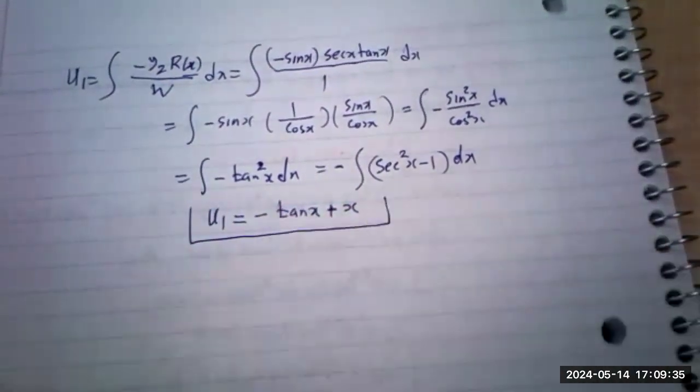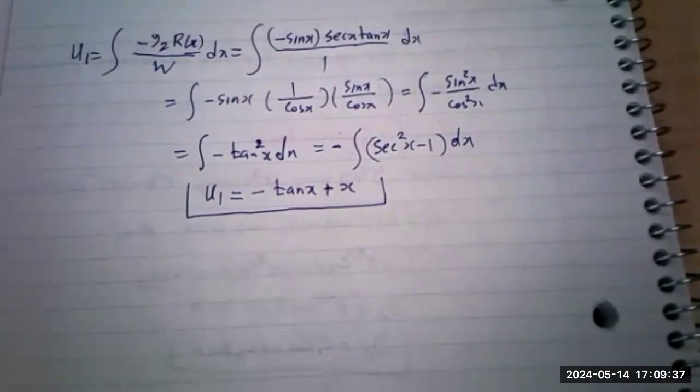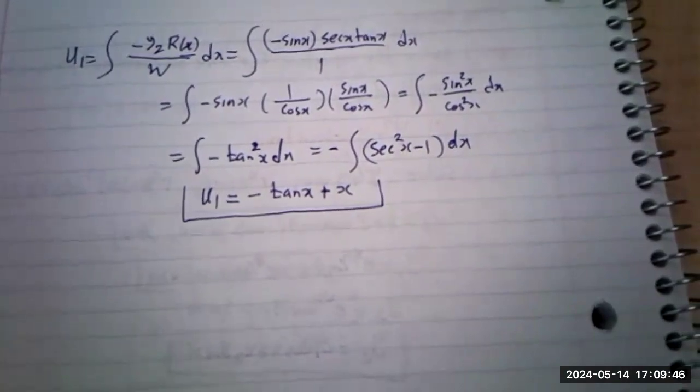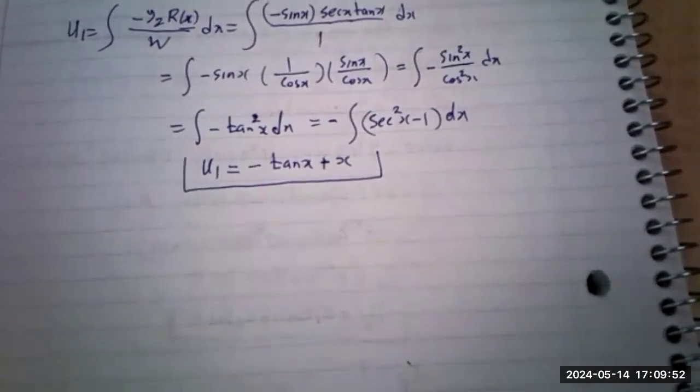Make sure you remember the integral of a tangent and the integral of a secant. The integral of a tangent is ln of a secant; the integral of a secant is ln of a secant plus tangent. Okay, so that's u1. Any question?